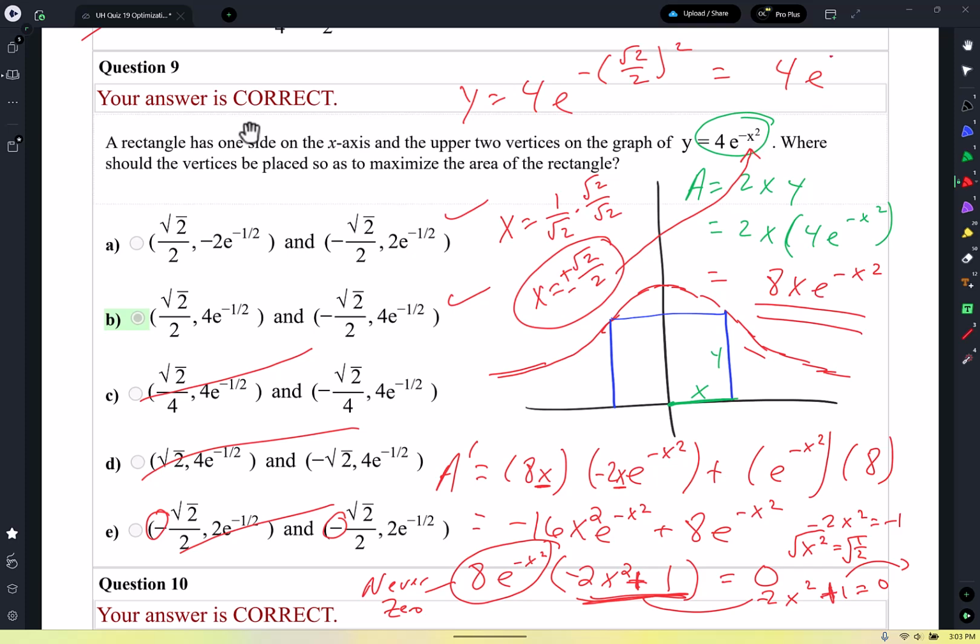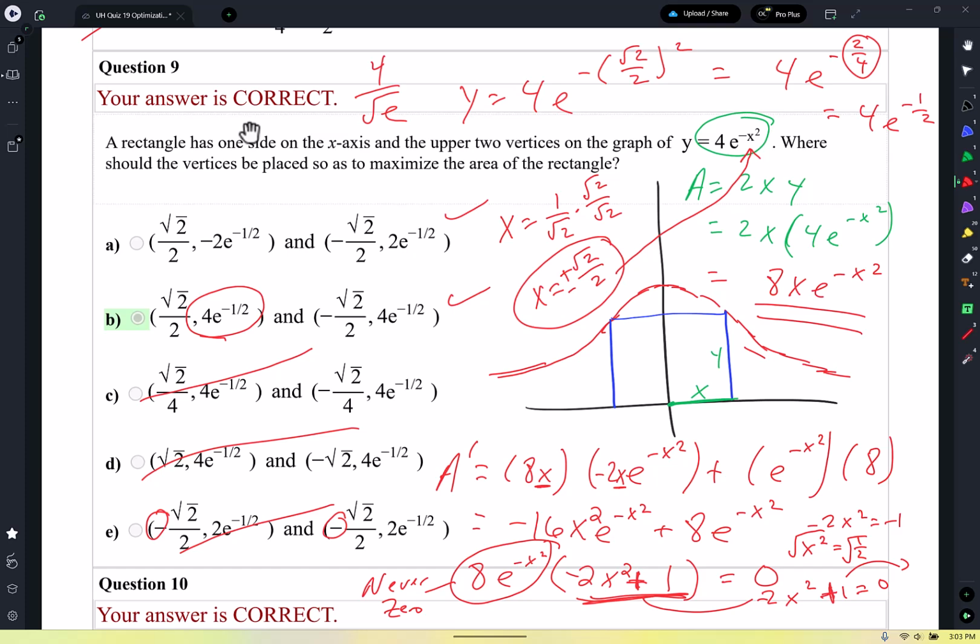4e negative on the outside. Square root of 2 times square root of 2 is 2. 2 times 2 is 4, so that's 2/4. But 2/4 reduces to 1/2. They were being nice. They could have easily done this 4 over the square root of e, but they didn't.